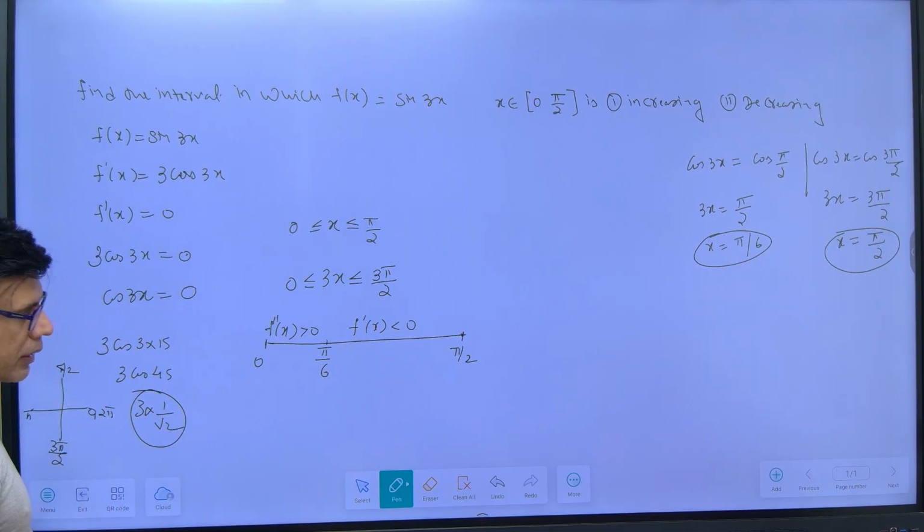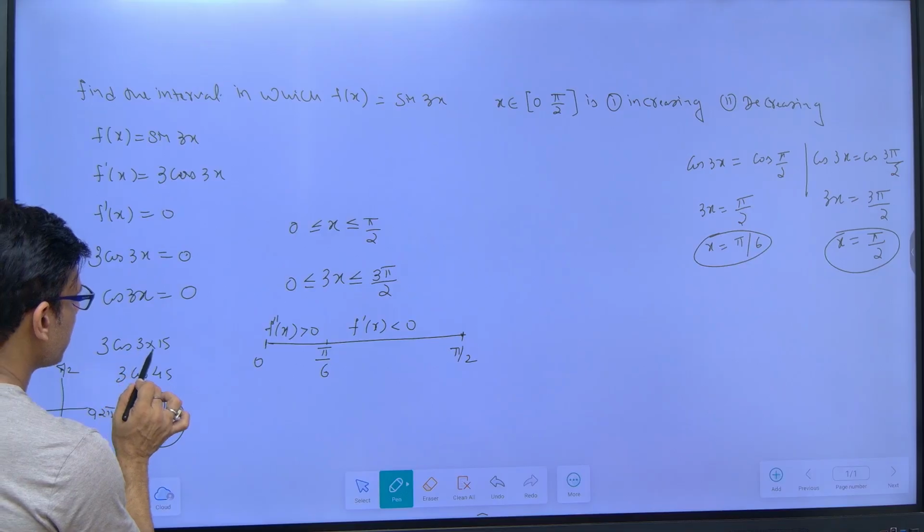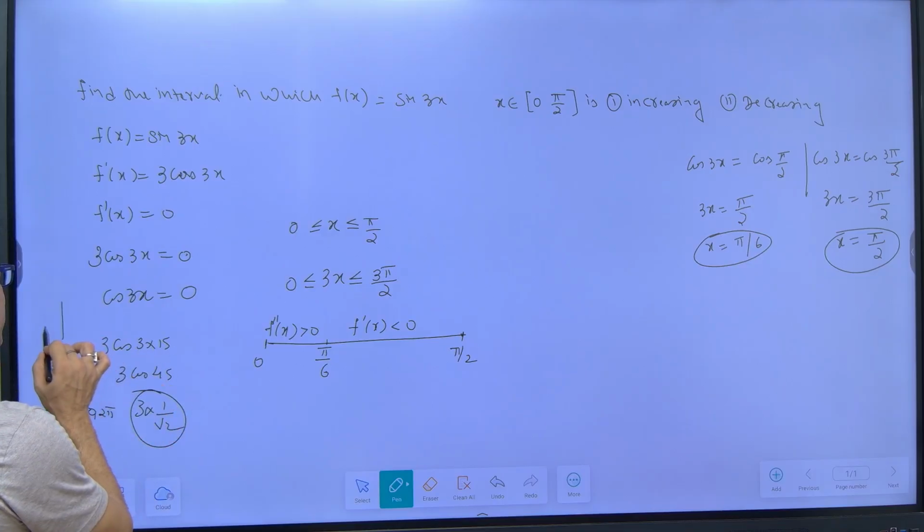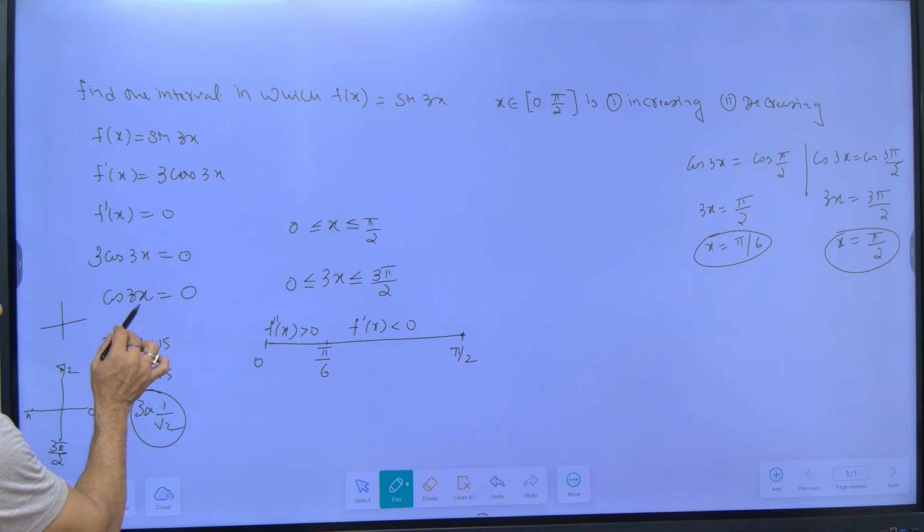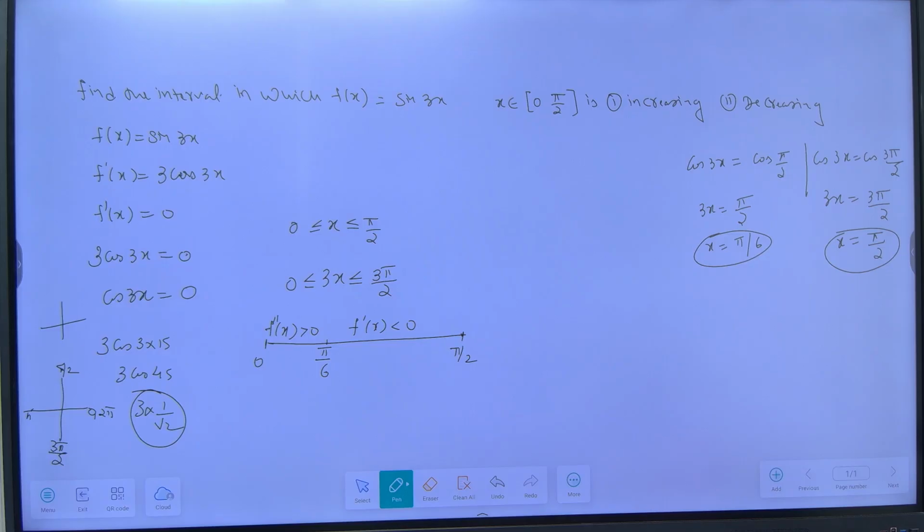That means after 30, let's say you take 45. The moment you take any angle more than 30, this cos will go in which quadrant? Second quadrant, right? I took 30. Anything more than 30, it will go in the second quadrant. Second quadrant cos is negative.